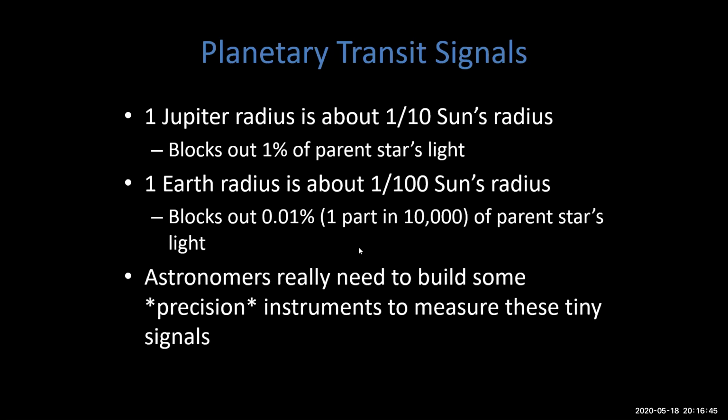Jupiter-like planets, whereas Earth-like planets, one Earth radius is about 1/100th the sun's radius. It blocks out about 0.01% of the star's light. This means that in order to see an Earth-like planet, our technology needs to be 100 times more accurate than what would be required to see the Jupiter-like planet. We need to see the differences at the 0.01% level and measure it very precisely, 1 part in 10,000 accuracy.